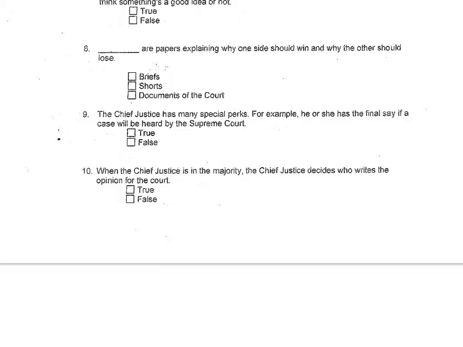And the last one here, number 10, when the Chief Justice is in the majority, the Chief Justice decides who writes the opinion of the court. So basically, when the majority of the judges all agree, whoever those people are, and the Chief Justice is one of them, he or she gets to decide who writes the opinion, basically, who has to write the report of the case. Is this true or false?